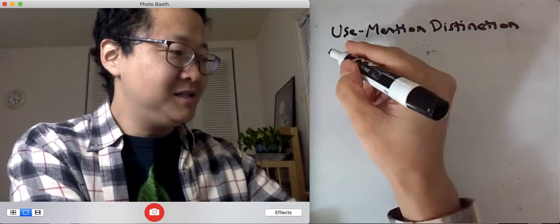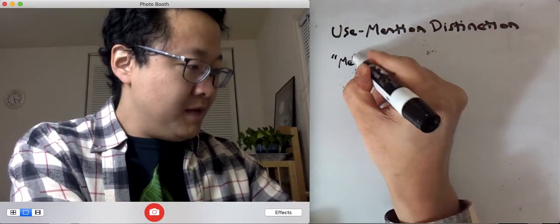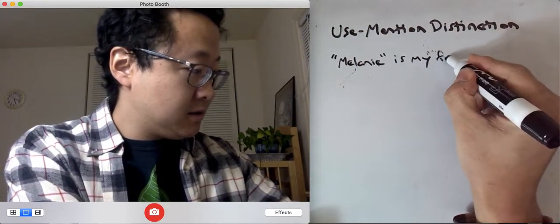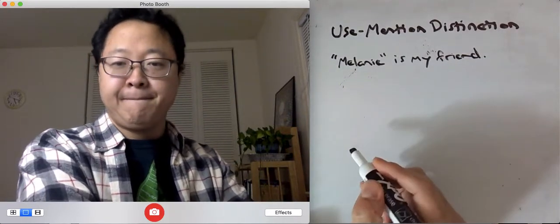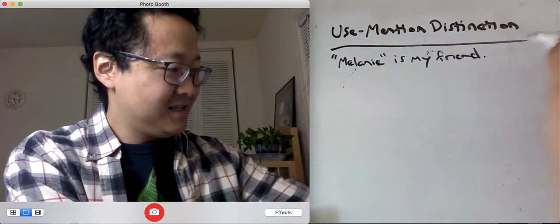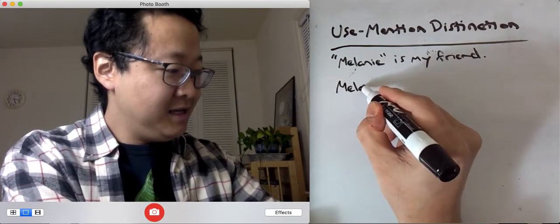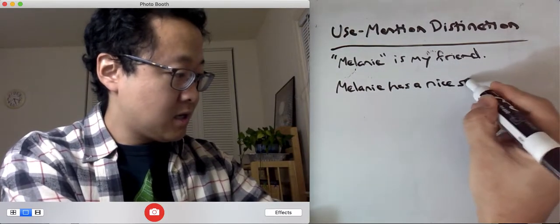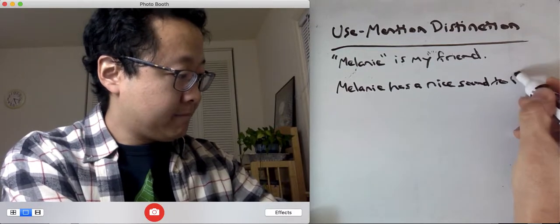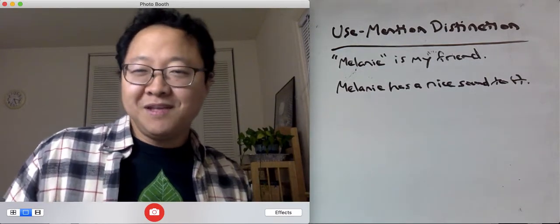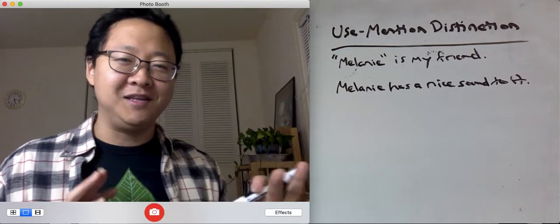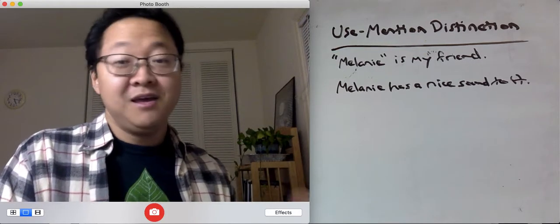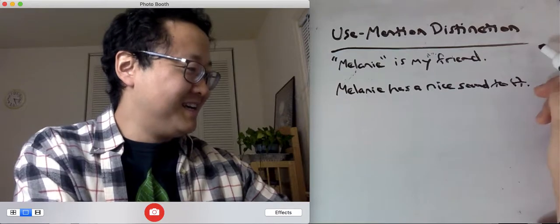So suppose I say this. "Melanie" is my friend. And I also say, "Melanie" has a nice sound to it. Now, both of these sentences should be a little interesting, and I'd like you to think about why. You can even pause. Like, what's funny about these sentences? Well, here's one thing. Both of them are wrong.